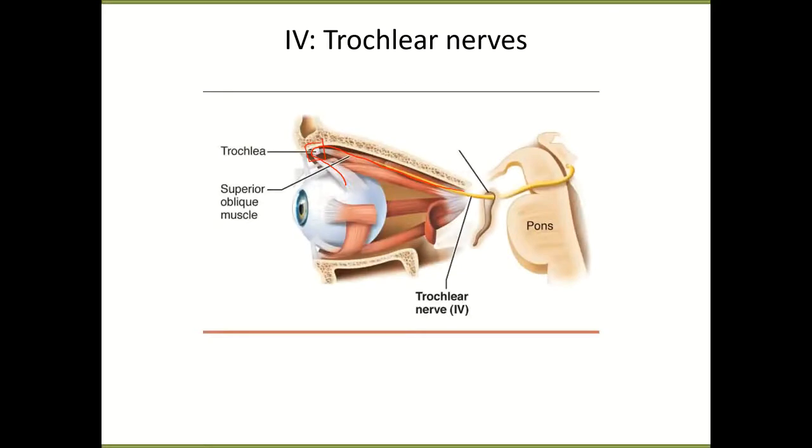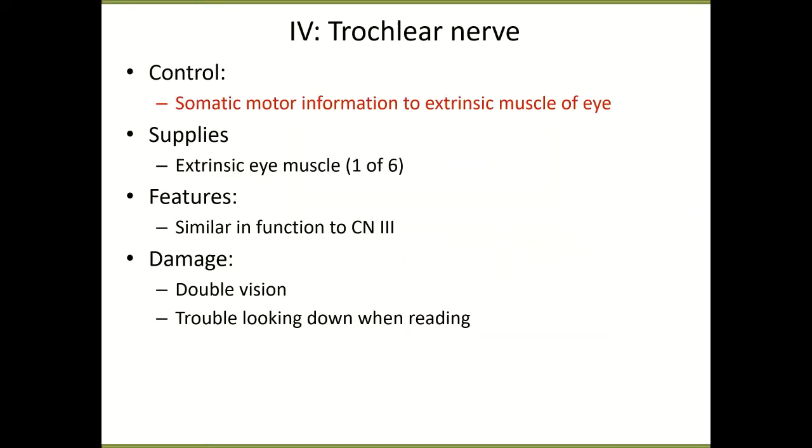I don't know if you noticed, but that trochlear nerve controls one of the oblique muscles. Remember we said the obliques are used in reading. So if you damage that, you might have trouble reading, especially if you're looking at something in your lap.